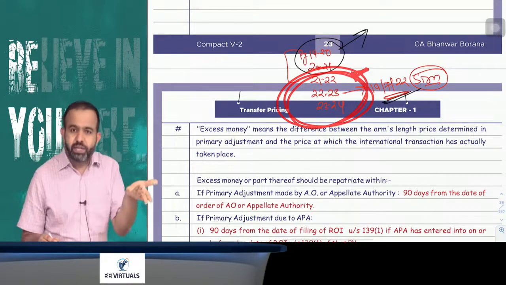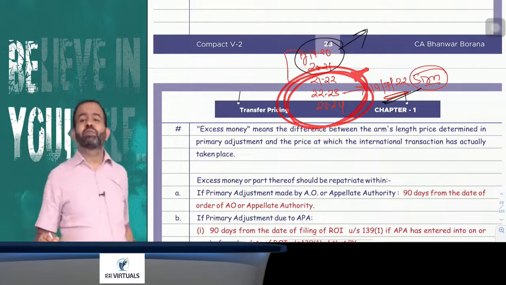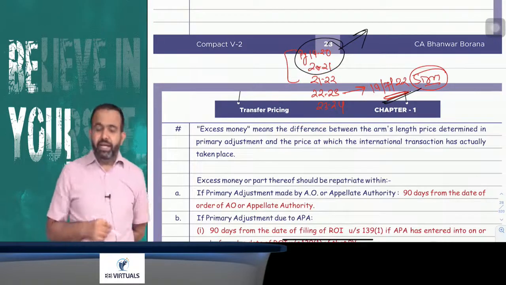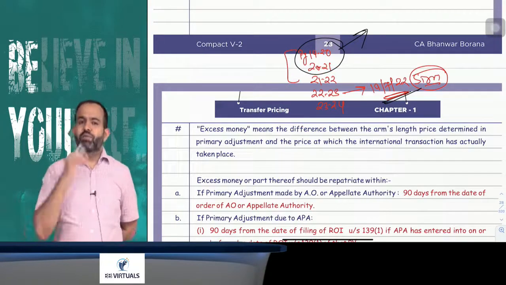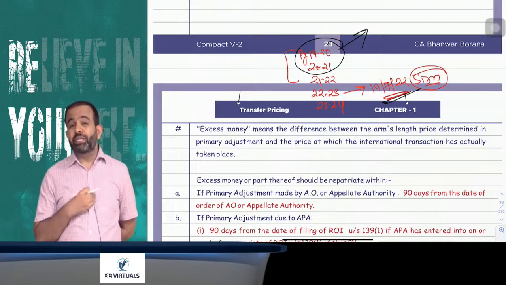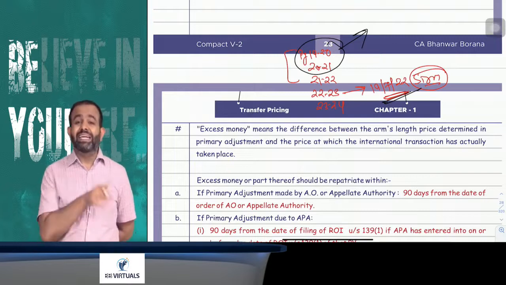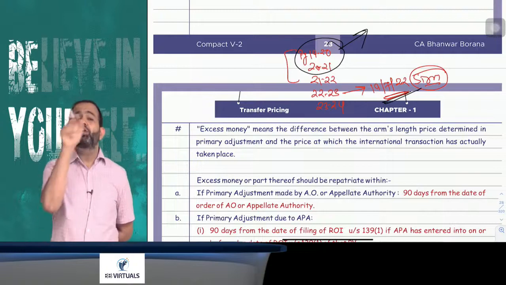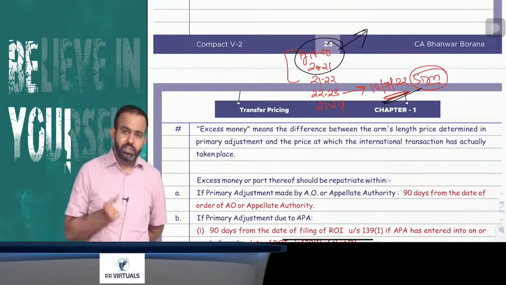But suppose you have not repatriated, then interest will be applicable from the due date of return filing. And suppose that due date of return filing is already expired, then you have to repatriate it within 90 days from the end of the month in which APPA was entered. If not repatriated, then interest will be applicable from the end of the month in which APPA was entered. You got my point or not?